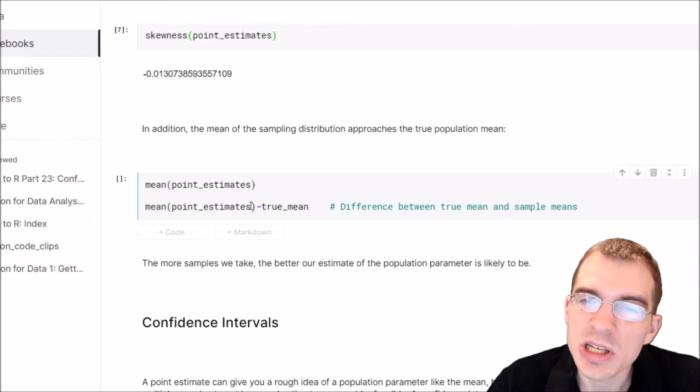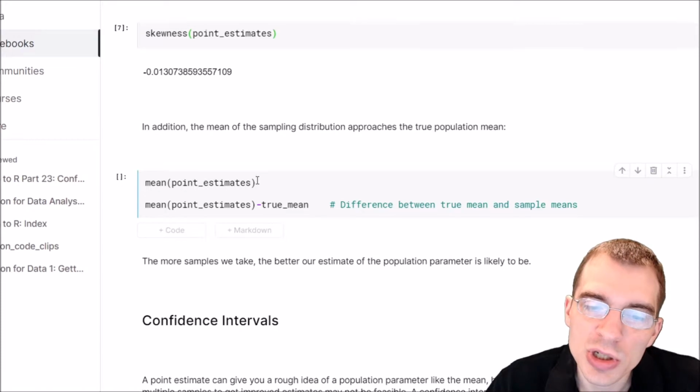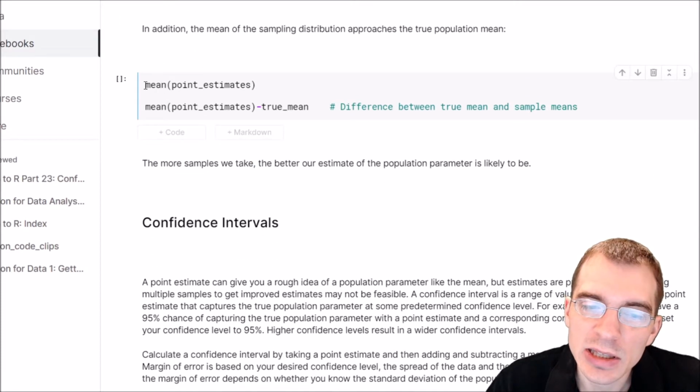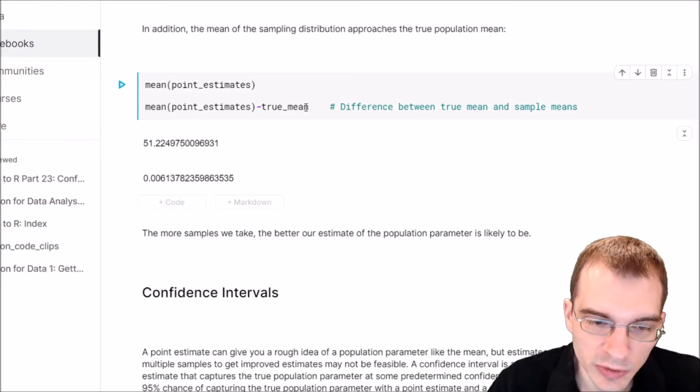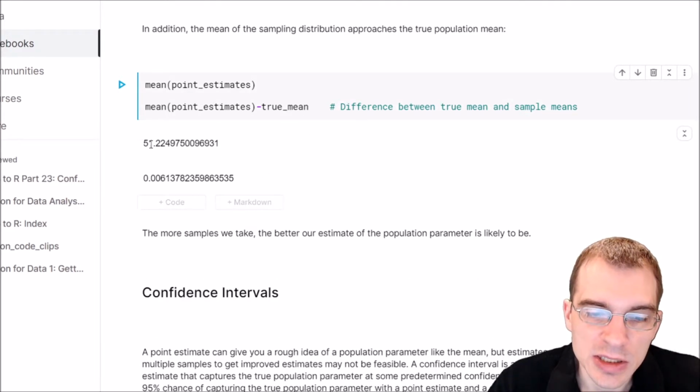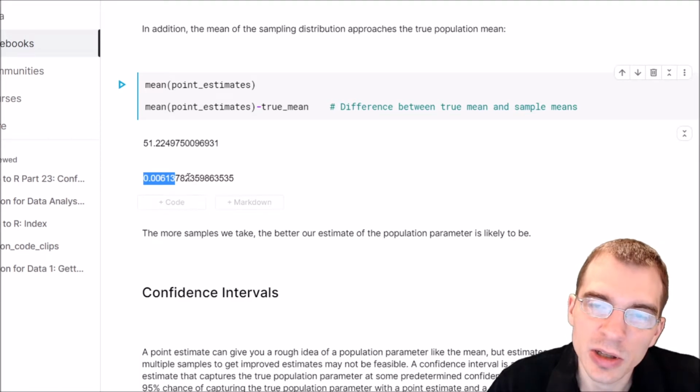In addition, the mean of the sampling distribution approaches the true population mean. So if we take the average of all of our point estimates and also check the difference between the average of those point estimates and the true population mean, we're going to get something a lot closer than we did when we only took a single sample. So if we run that, we can see that the average now is 51.2, and that is very, very close to the actual underlying average. So basically, the more samples we take and the bigger those samples are, the closer we're going to get to being able to accurately estimate the actual average of the population.